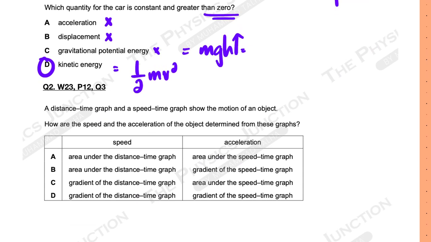Question number 3, same paper, Winter 23, paper 1-2. A distance time graph and a speed time graph show the motion of an object. How are the speed and acceleration of the object determined from these graphs? So speed is what? Speed is the gradient of the distance time graph, so it's this or this. And acceleration is the gradient of the speed time graph. Easy.